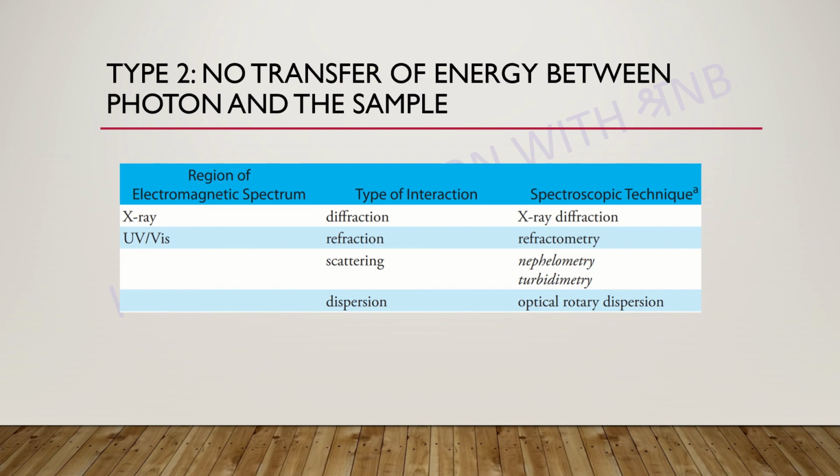Type 2, no transfer of energy between photon and the sample. The types of interactions are, as I have already discussed, diffraction, refraction, scattering, and dispersion. The spectroscopic techniques involved are, in diffraction, X-ray diffraction. Refraction type of interaction can be observed in refractometry, scattering in nephelometry or turbidimetry. Dispersion can be observed in optical rotary dispersion.